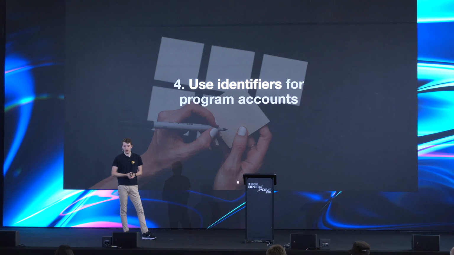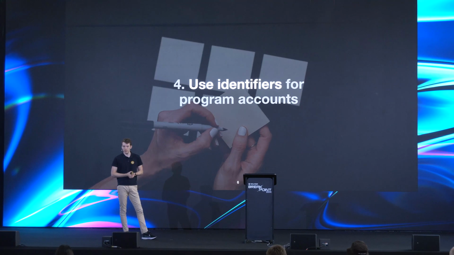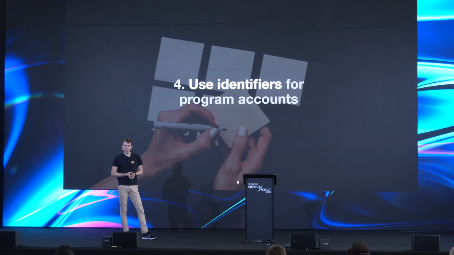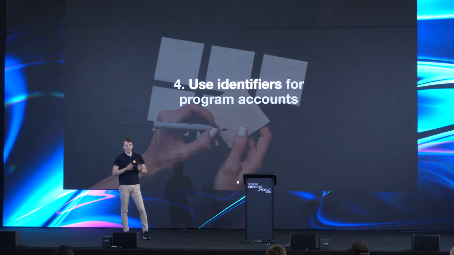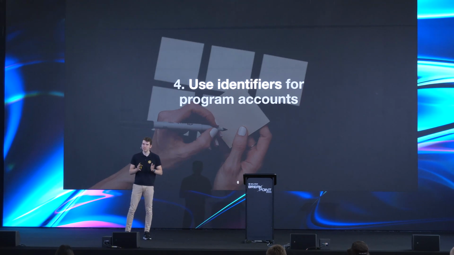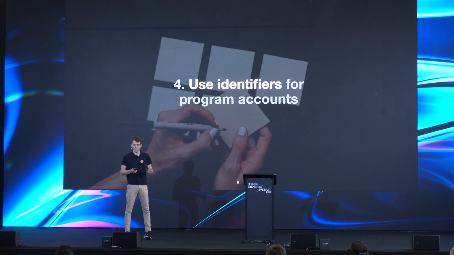And an identifier could be as simple as just the first 8 bytes of that account. For example, for the SPL token program, you could set the first 8 bytes to 1 for the token mint and 0 for the token account. This way, you can check that if someone is supplying you a token account, it is actually a token account and not a token mint.